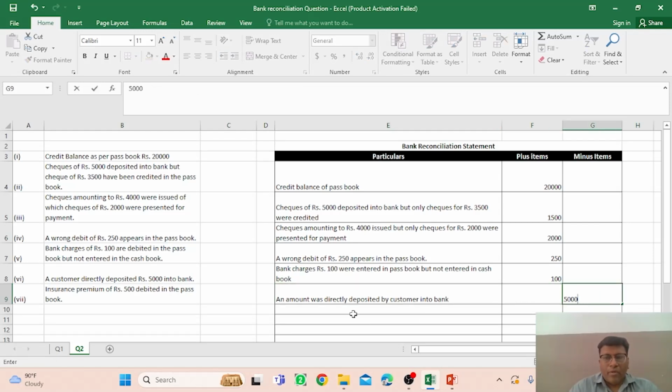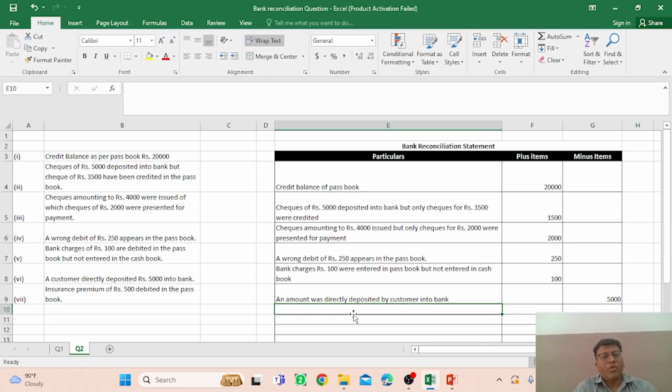This is the case where you have to write in the minus item rupees 5,000. And insurance premium rupees 500 debited in passbook. Again this is the case of debit entry in passbook, so your account is reduced over there. You have to compare the particular balance with the cash book. So insurance premium was paid by the bank but not entered in cash book, so you have to make it plus rupees 500.